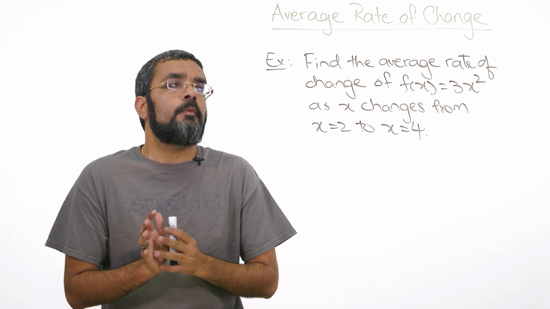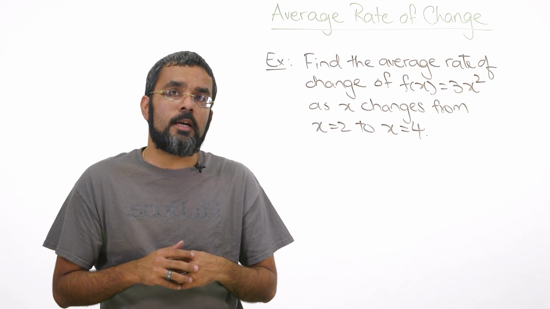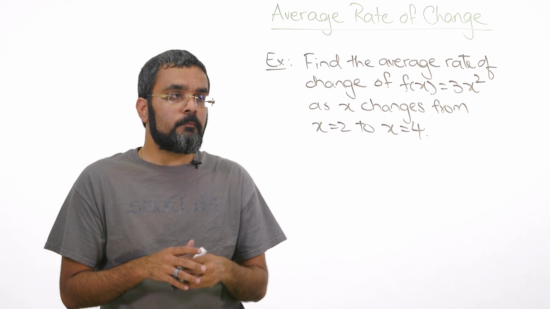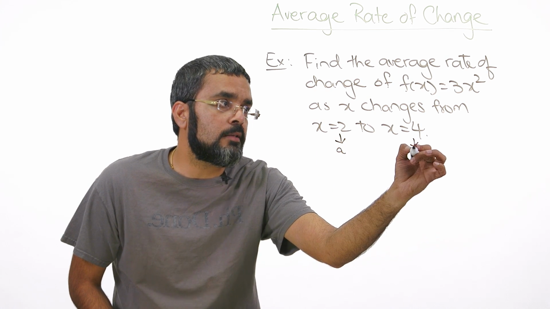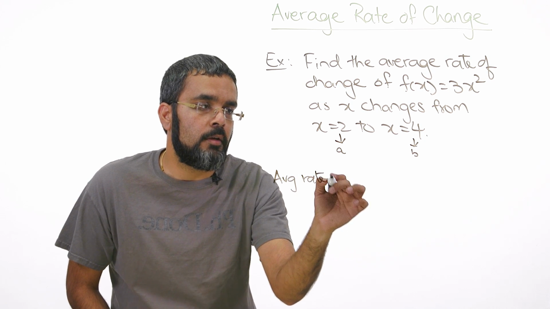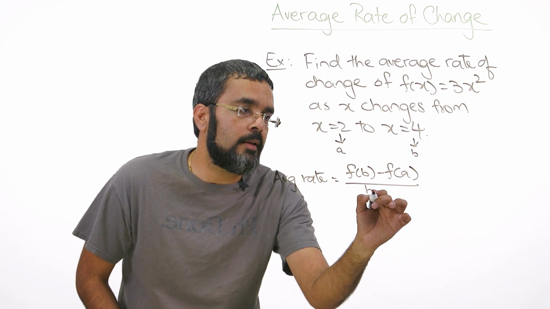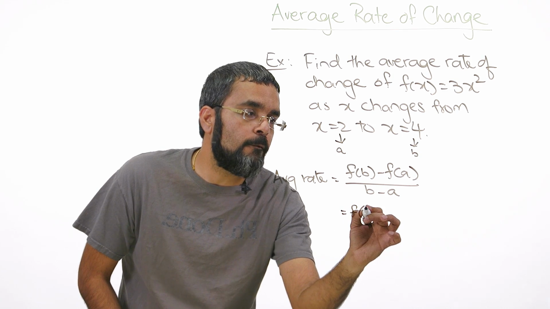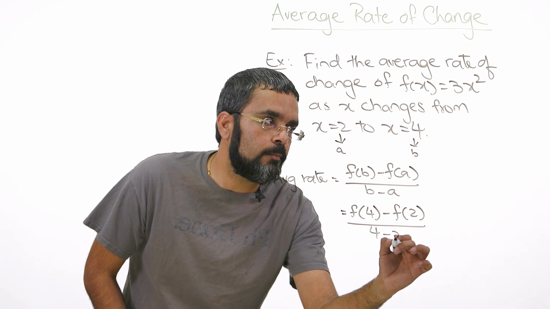All right, so let's try and solve this problem. So we want to find the average rate of change of the function f(x) equals 3x squared as x changes from x equals 2 to x equals 4. Now, let's call this a and let's call this b. We know that average rate of change is given by f(b) minus f(a) over b minus a, right? So for us, that is going to be f of 4 minus f of 2 over 4 minus 2.